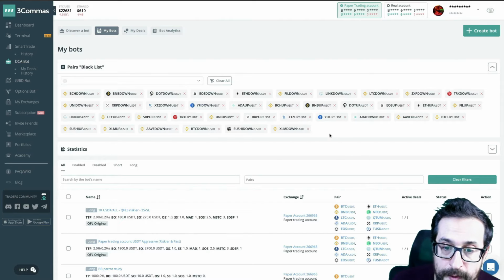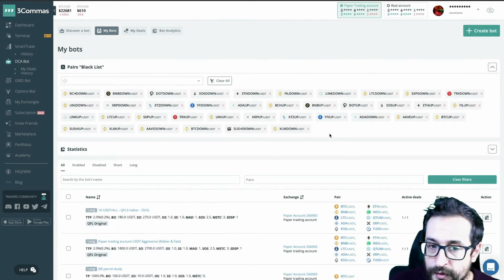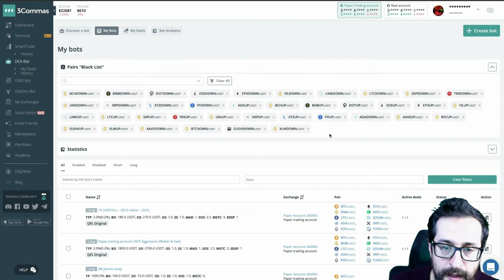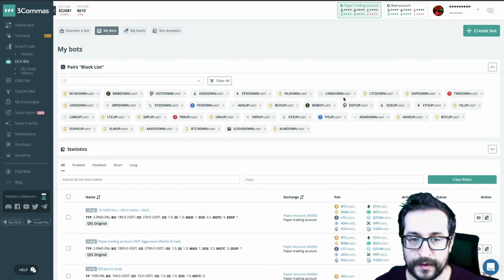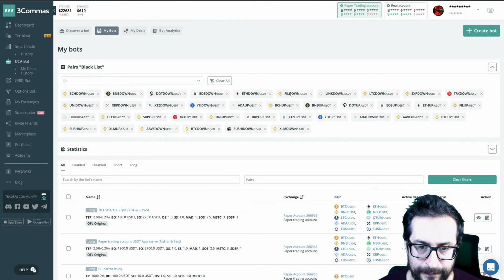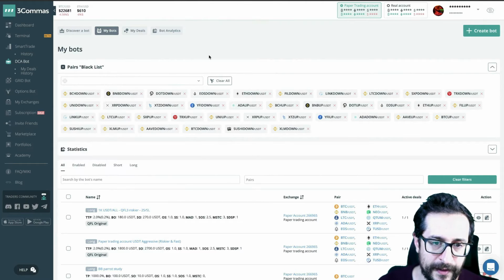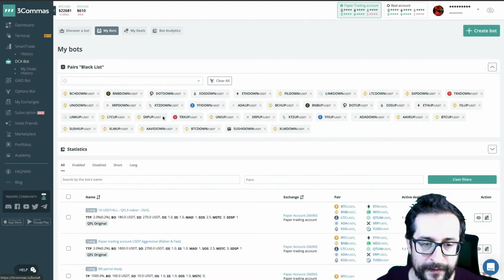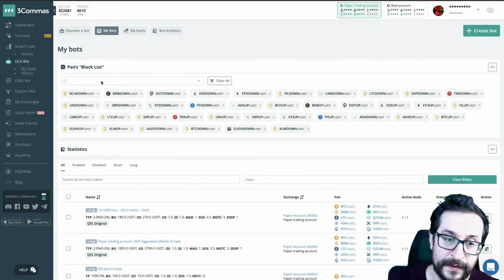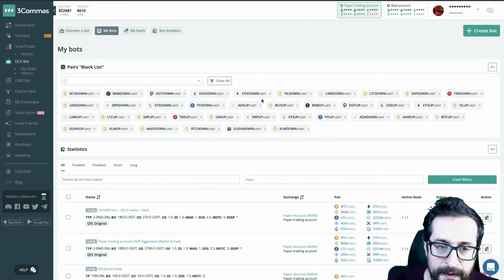But if you don't want to trade with leverage, you don't want to use margin coins, consider adding them all here. On Binance it's pretty simple because they are all named ending in down or in up, so you can just search here for up. I don't find anything because they are all there, but if I remove one and I search for up, they will appear, and then you can add them here.